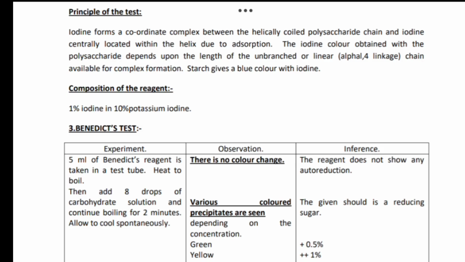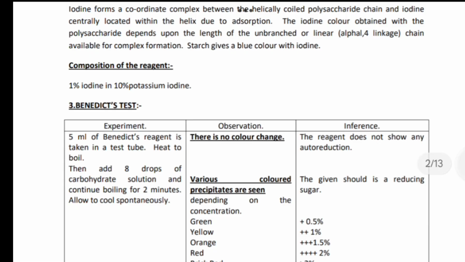If there is no colored precipitate, it says that it is a non-reducing sugar. So based on the color, you can see the amount of sugar present in it, but in carbohydrates it's going to be brick red, which will say that this sugar is a reducing sugar, and not a reducing sugar if it is no colored precipitate. So there are certain questions they are asking about Benedict's test.